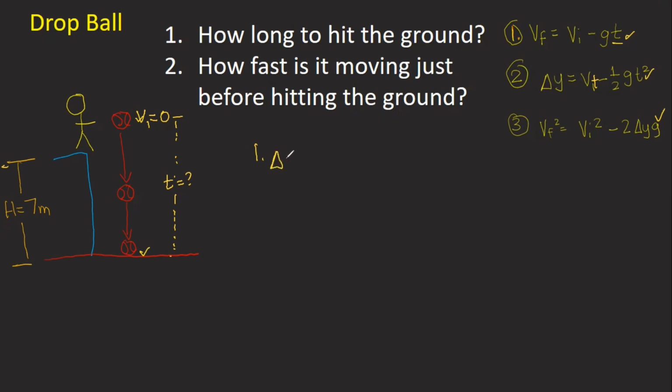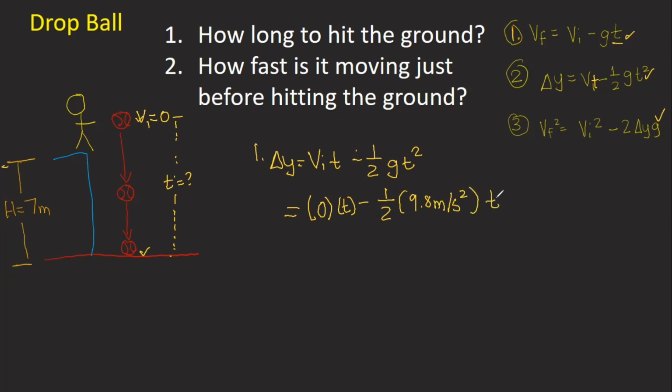Let's rewrite. So we have here change in y is equal to initial velocity times time minus 1/2 gt squared. We know that the initial velocity is 0, times the time that we are looking for, minus 1/2 times the value of gravity, which is 9.8 meters per second squared, times the time squared that we're looking for.